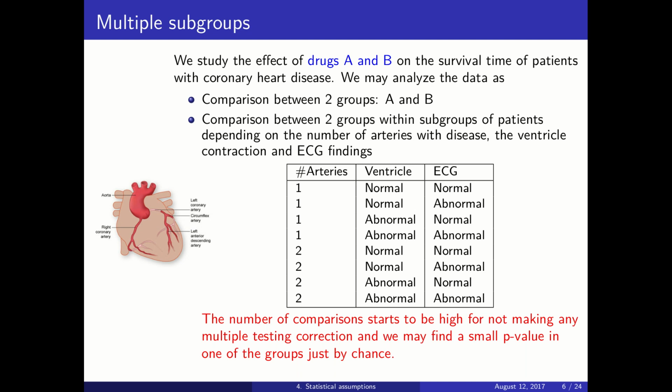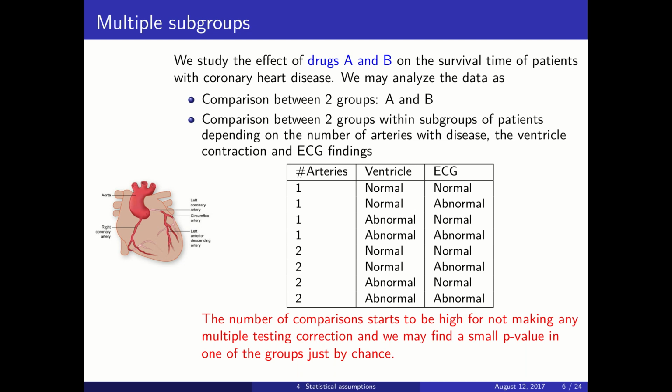For instance, the number of arteries that are affected, the ventricle state, whether it is normal or abnormal, and the electrocardiogram, whether it looks normal or abnormal. Then we have 8 groups, and for each one of the groups, we compare drug A and drug B. I don't mean it doesn't make sense. It makes sense to make this subgroup comparison, but we are starting to do many tests. Instead of just one test as we planned at the beginning, now we are doing 8 tests. That is almost an order of magnitude more. We are still far from the 20,000, but we should worry a bit more about the alpha that we use, the confidence level that we use to compare our p-values.